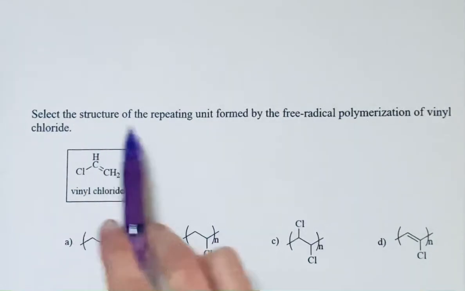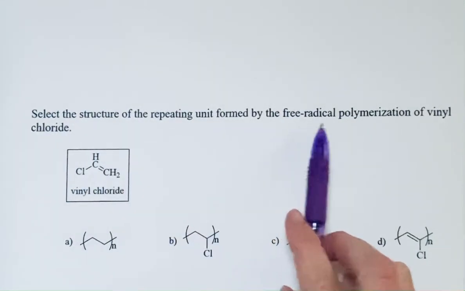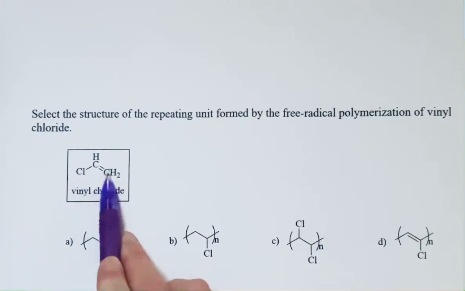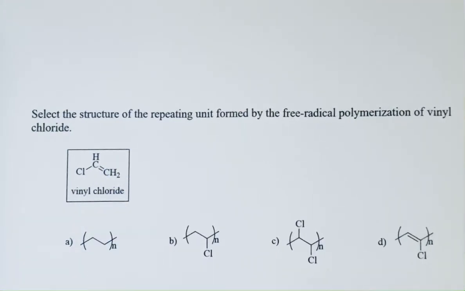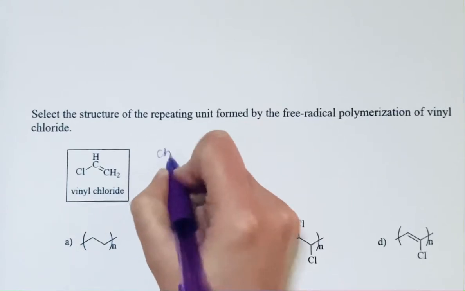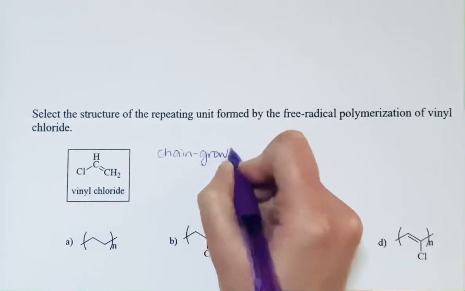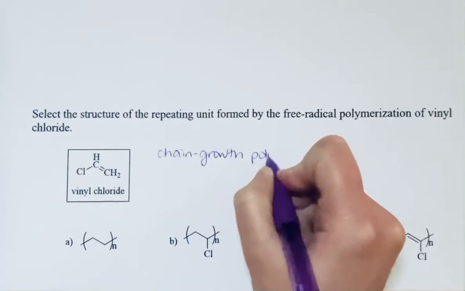Select the structure of the repeating unit formed by the free radical polymerization of vinyl chloride. So when we're looking at a monomer such as vinyl chloride, where you've got this ethylene unit, typically this polymerization is going to be an example of what is known as a chain growth polymerization.